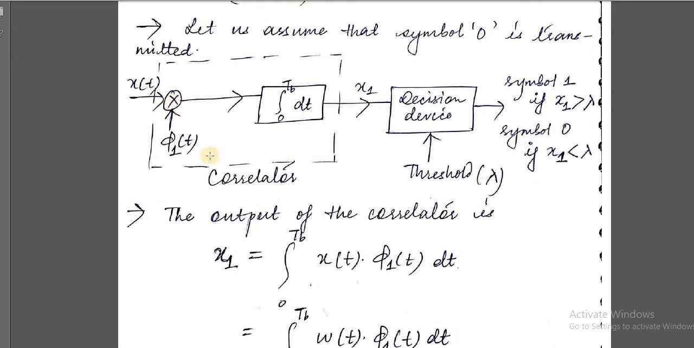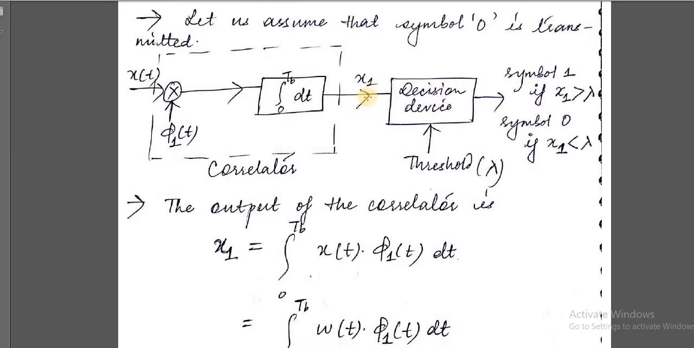This multiplier followed by integrator is called a correlator, and the output of the correlator is x1, which is compared with the threshold. The threshold is denoted by lambda here. If the value of x1 is greater than the threshold, the decision is taken in favor of binary 1 transmission, and if x1 is less than lambda, the decision is taken in favor of binary 0 transmission. So that takes place in the decision device. Let us now first find out what is x1.